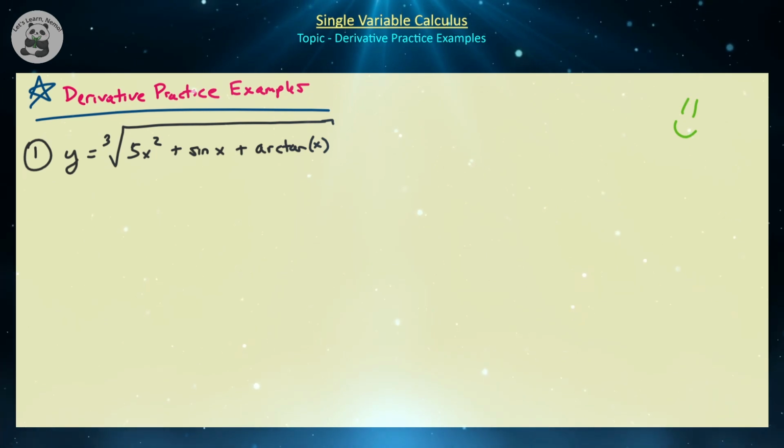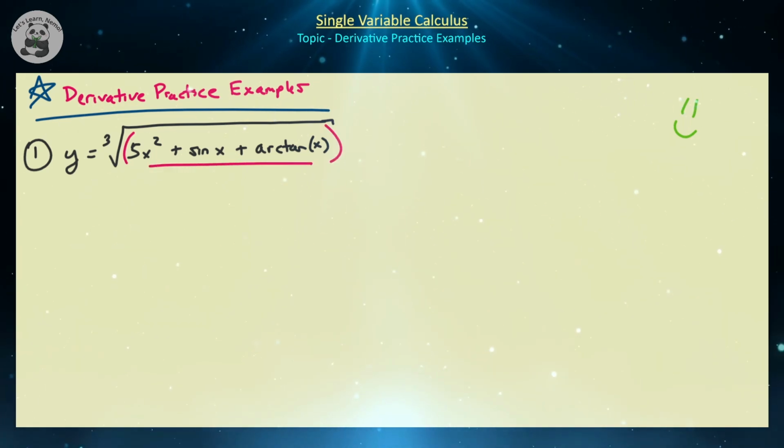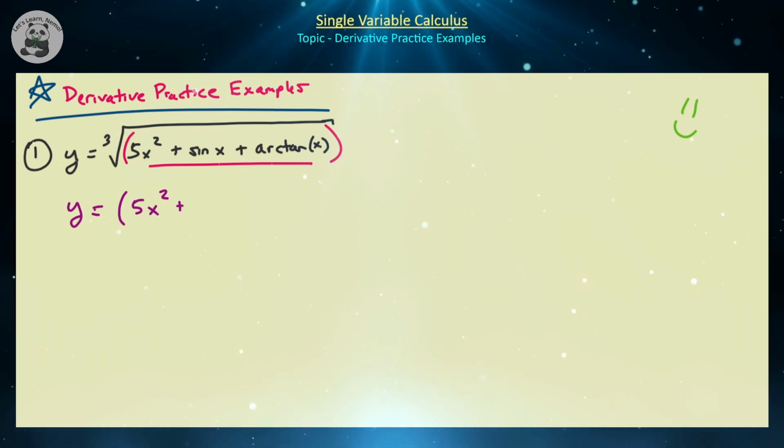So the first thing that we have to observe is, okay, what type of function do we have to deal with here? So obviously we have a cube root function controlling all of this other thing underneath that radical sign. So this is obviously a chain rule problem. So what I like to do before I start differentiating is write that as a fractional exponent just in case you're not comfortable with that. So we can equivalently write this as 5x squared plus sine of x plus the arctangent of x all raised to the power of 1 over 3.